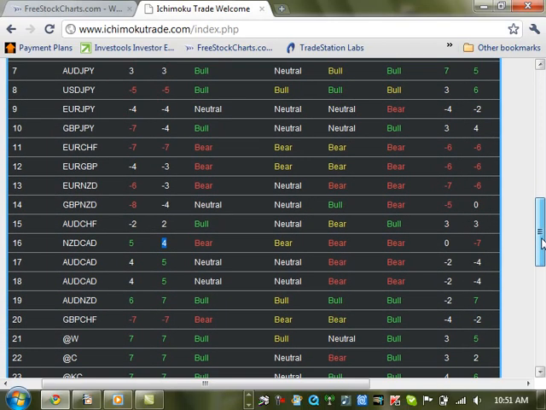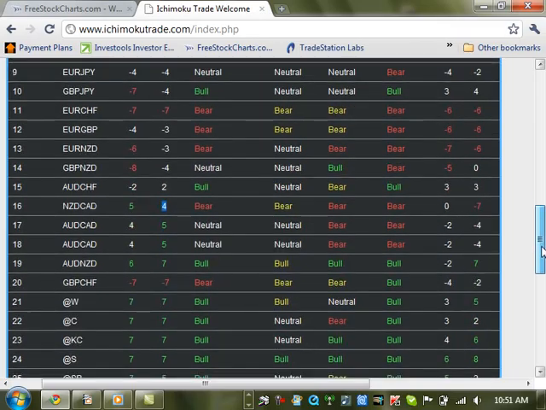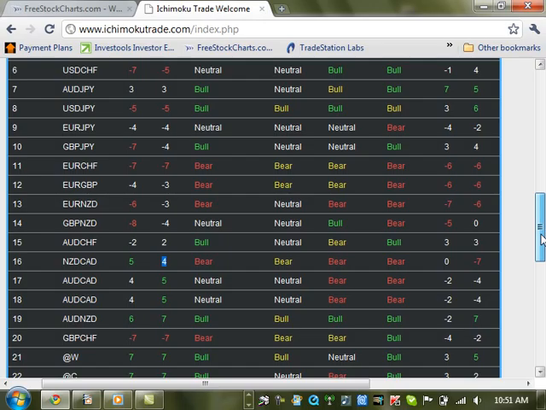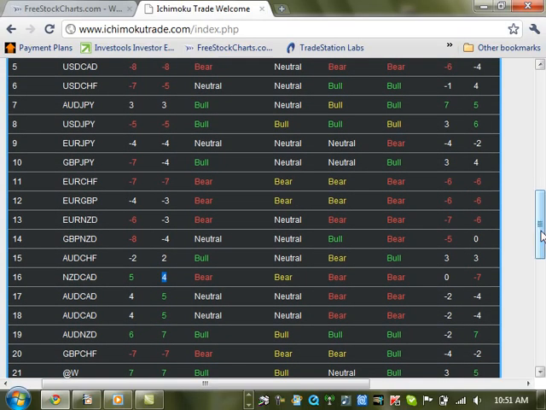Also, Australia and New Zealand is a potential candidate. And that's about it right now for the currency side. So we've got two things: New Zealand Canadian, and Australia and New Zealand. We'll go look at those.